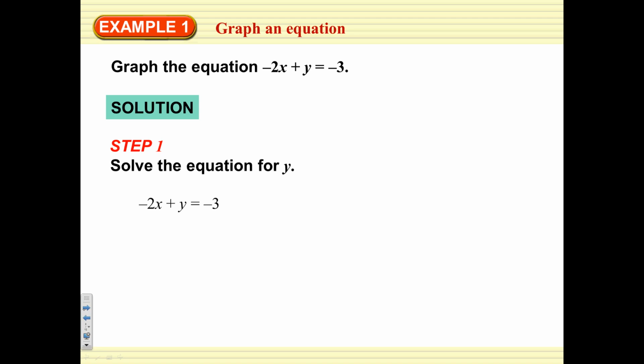So here is our equation, and we're obviously going to add 2x to both sides. Just showing you what we're going to do because we need to get the y by itself, and a negative 2x needs a positive 2x to be 0. So there is what we get. We get y equals positive 2x minus 3. So now we have our equation solved for y. We have y as a function of x.